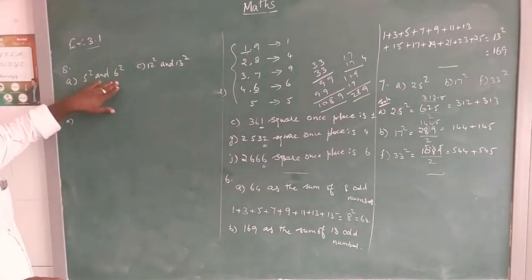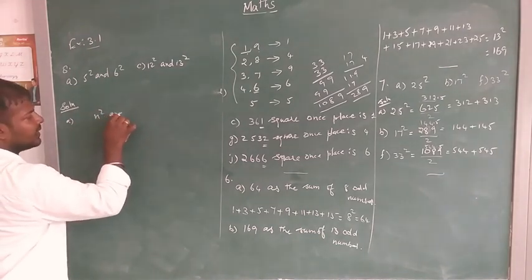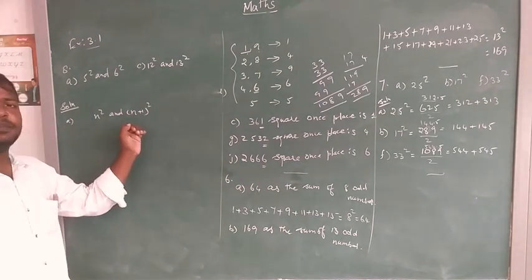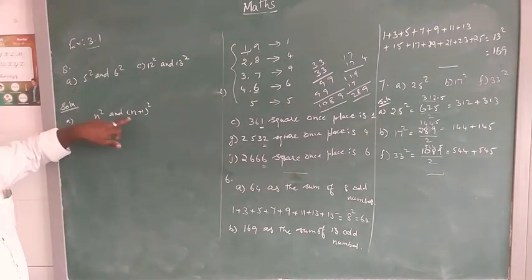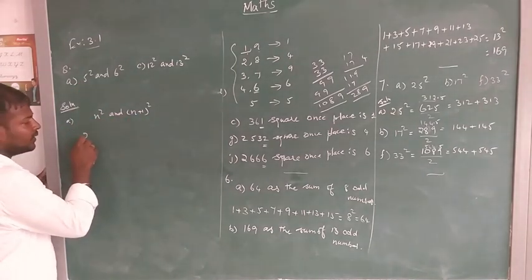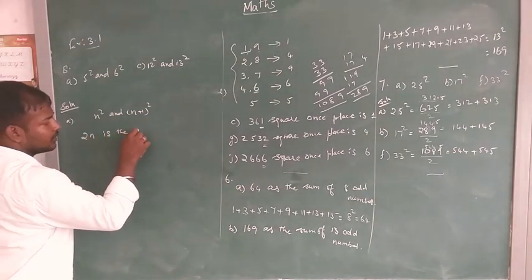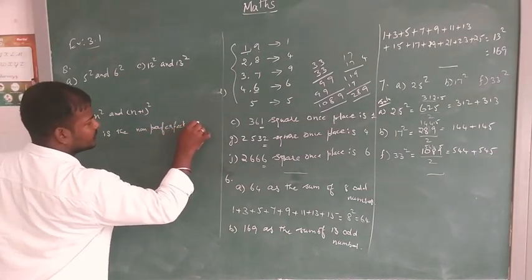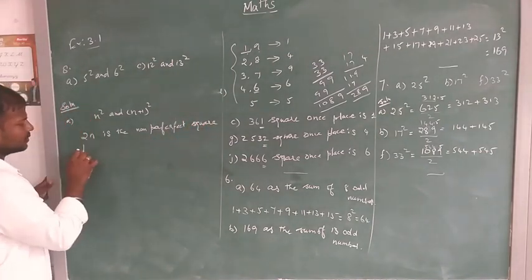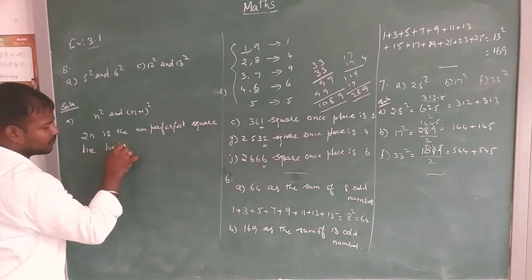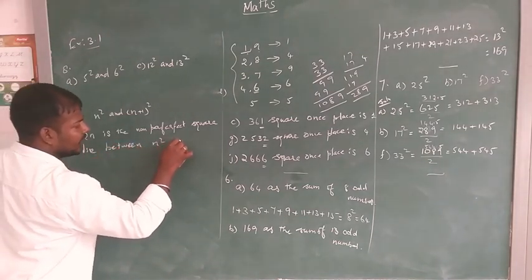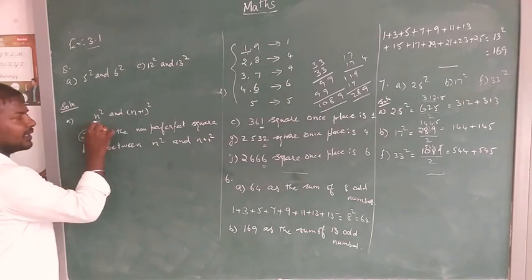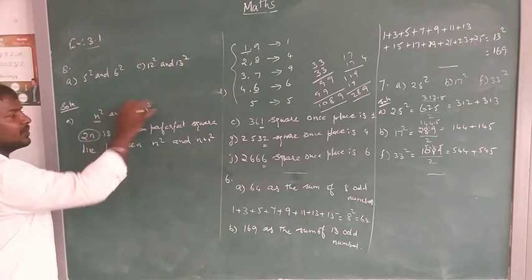So two numbers are given: the consecutive numbers n square and n plus 1 square. We want to find how many non-perfect squares lie between n square and n plus 1 square. How can you find it? 2n is the number of non-perfect squares that lie between n square and n plus 1 square. How many numbers? 2 into n numbers.